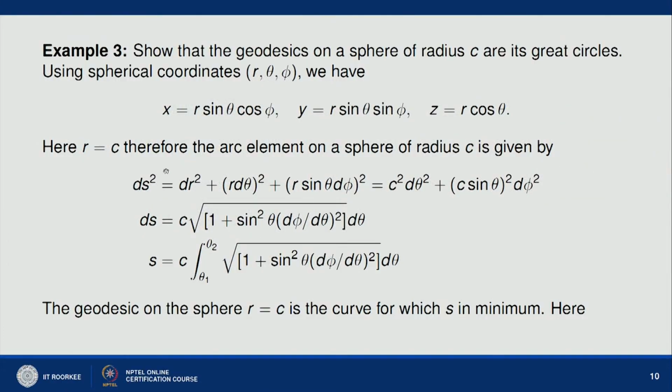Similarly, as we have done in the previous case, the arc element on this sphere is given by ds square as dx square plus dy square plus dz square, which you can write as g11 dr square plus g22 d theta square plus g33 d phi square, and you can easily calculate g11, g22 and g33. The formula is already given in a previous example. But let us take a very simple one, g11. So g11 is del x by del r whole square plus del y by del r whole square plus del z by del r whole square. Let me do it here.